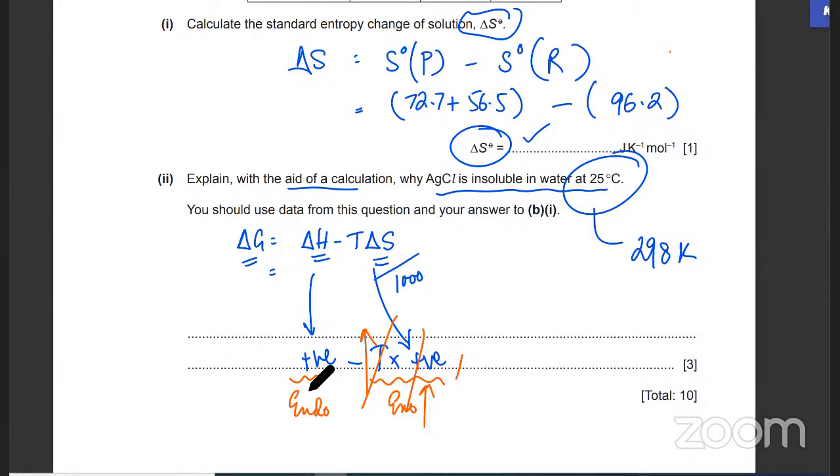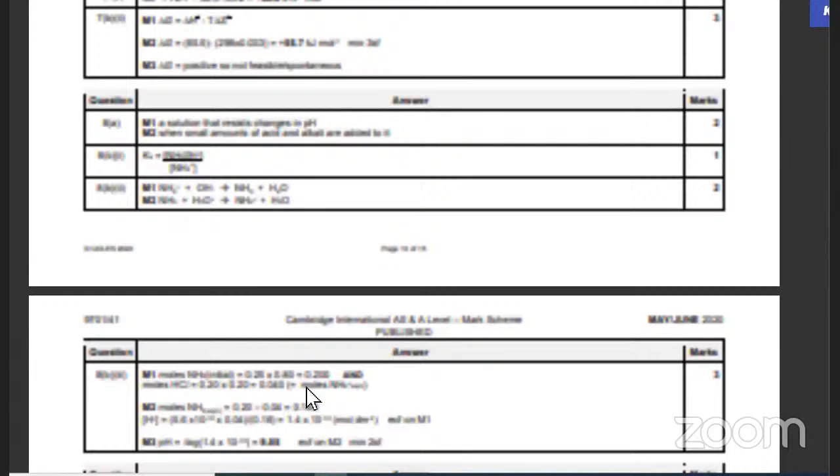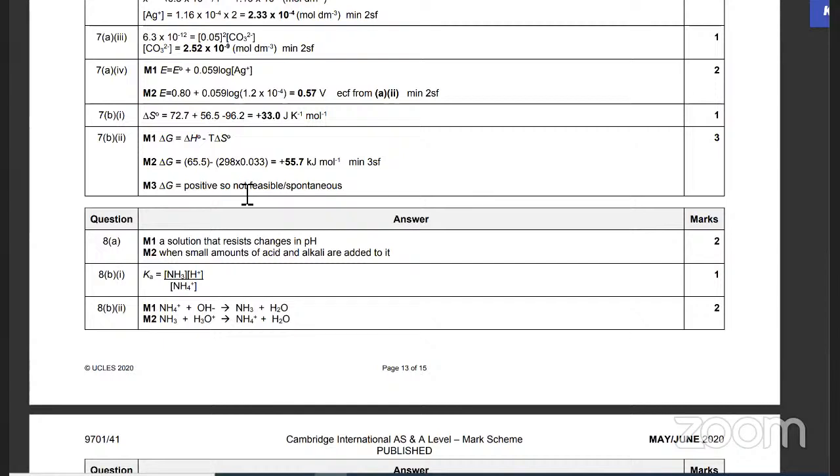How do you refer to B1? Why is it insoluble at 25 degrees? You just have to say whether it's feasible. You just have to calculate delta G, that's it. Delta G is going to come out to be a positive value and you're going to just say that it's unfeasible because the free energy is positive, it's endothermic. So it's just positive and it's not feasible, that's it.